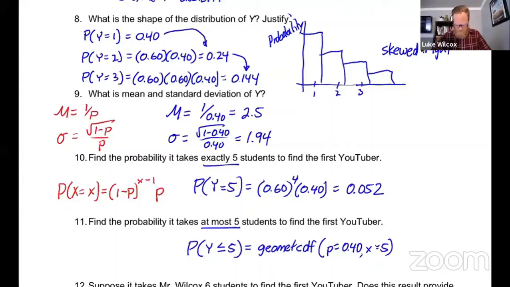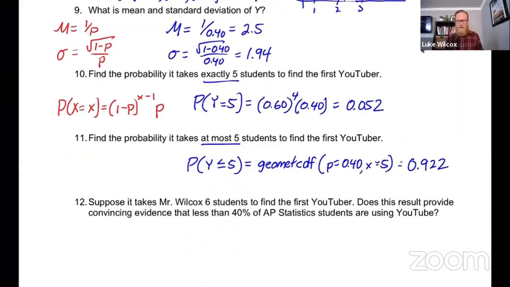So let's jump back into the activity and record that, and then we have one final question to answer based on that answer. So our final answer from the calculator here was 0.922. And our final question here says, suppose that it takes Mr. Wilcox 6 students to find the first YouTuber. Does this result provide convincing evidence that less than 40% of AP Stat students are using YouTube?